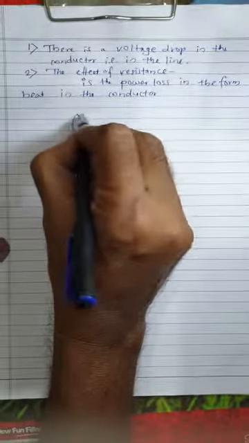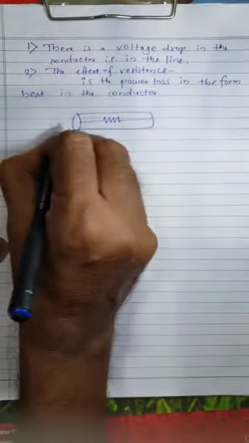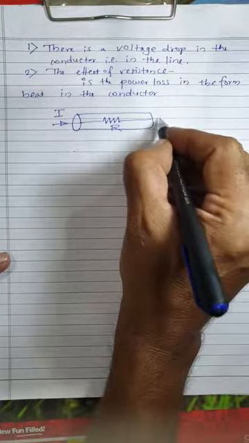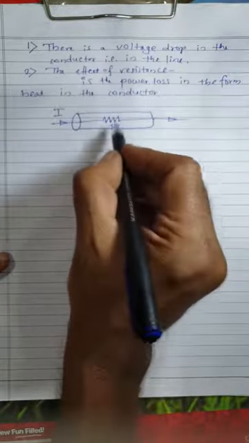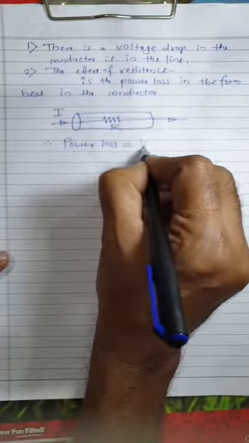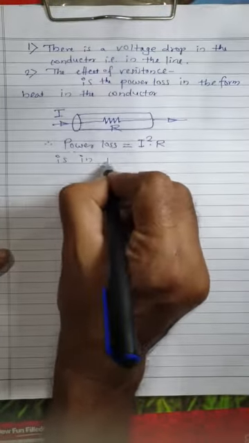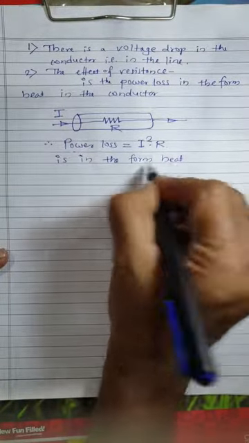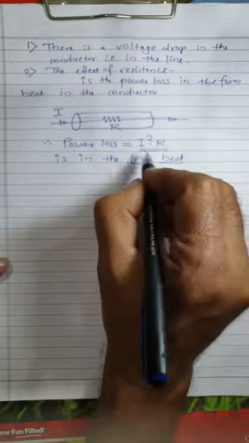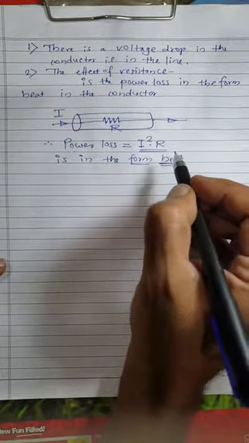Now suppose you take a conductor, it will have some resistance. When current flows through it, let us consider I is the current flowing through the conductor, and this conductor is having resistance R. So whenever current flows through the conductor, there is a power loss which is equal to square of the current into resistance. This loss is in the form of heat. So basically this is not only a loss of power, but at the same time it heats up the conductor. So therefore resistance of the conductor should be minimum.